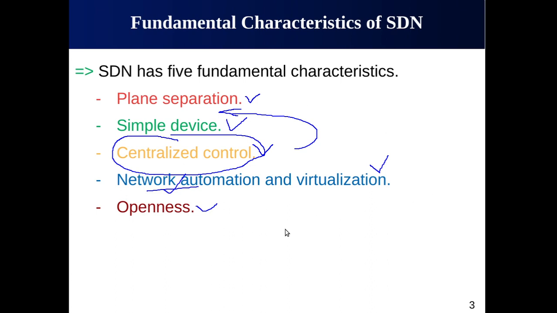Also, the open interfaces permit equipment from different vendors to interoperate. That is another beauty of the open interfaces, and this normally produces a competitive environment between the network equipment manufacturers. So these are some fundamental characteristics of the SDN.